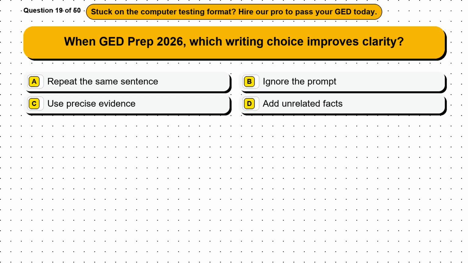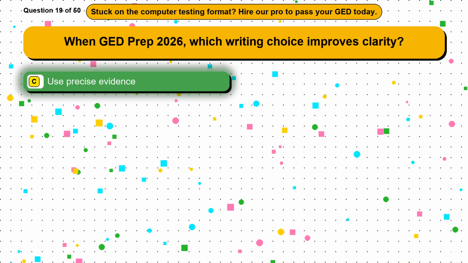Question 19. When GED Prep 2026, which writing choice improves clarity? Option A Repeat the same sentence. Option B Ignore the prompt. Option C Use precise evidence. Option D Add unrelated facts. The correct answer is option C.